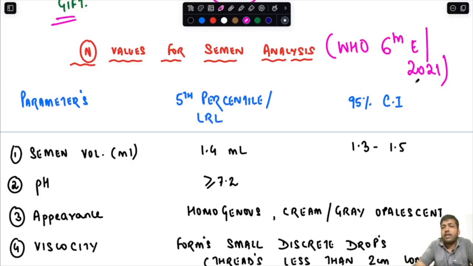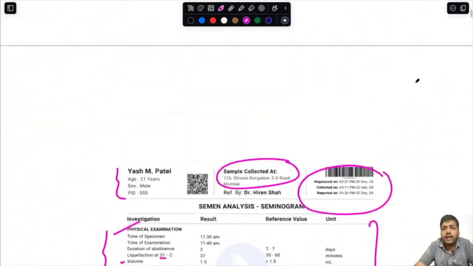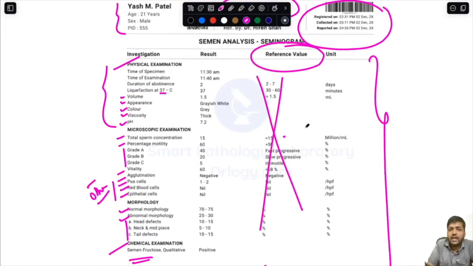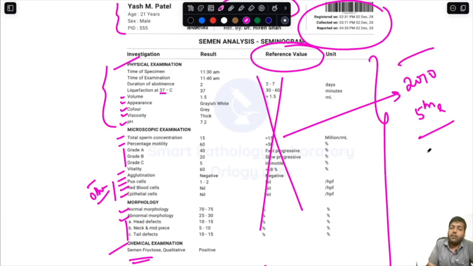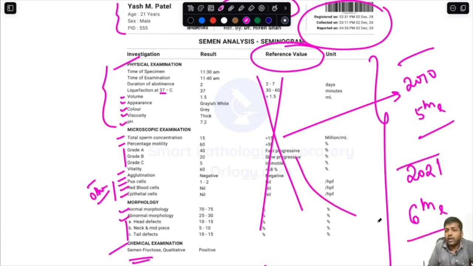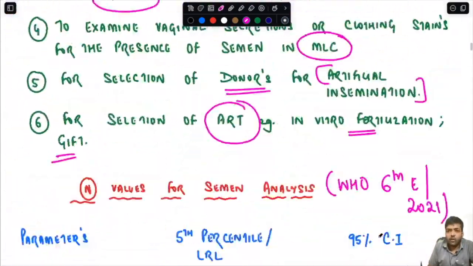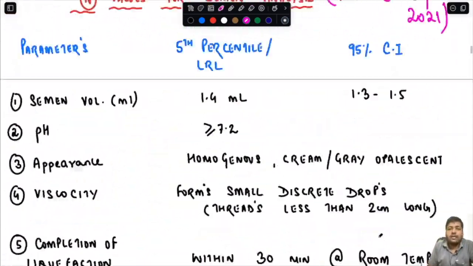Now what is the importance? Let me take you back to this report. If you look at the reference values, all of them are according to the 2010 WHO 5th edition, right? But right now, since the WHO 2021 6th edition is already out, the reference values should be in accordance with that. So that is why this becomes a very important lecture for you. So let us see the normal values.